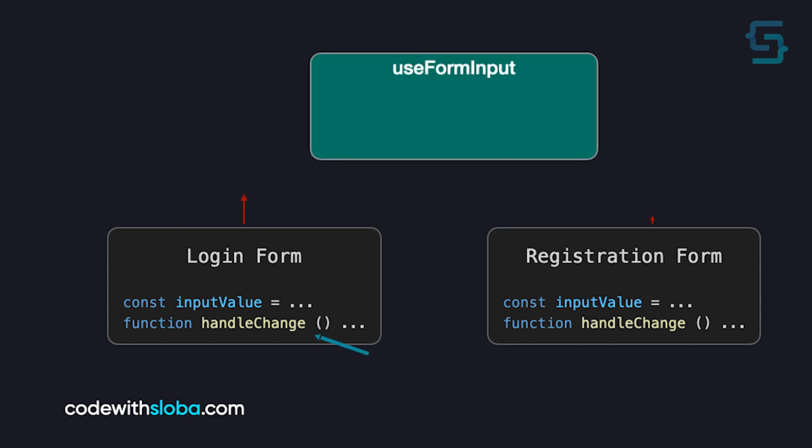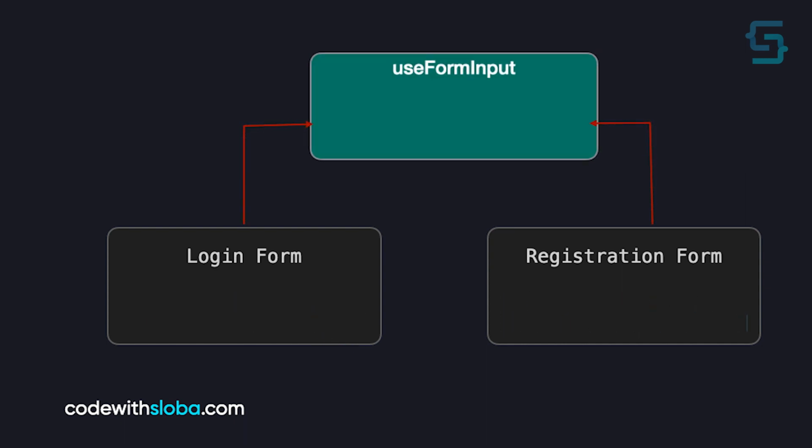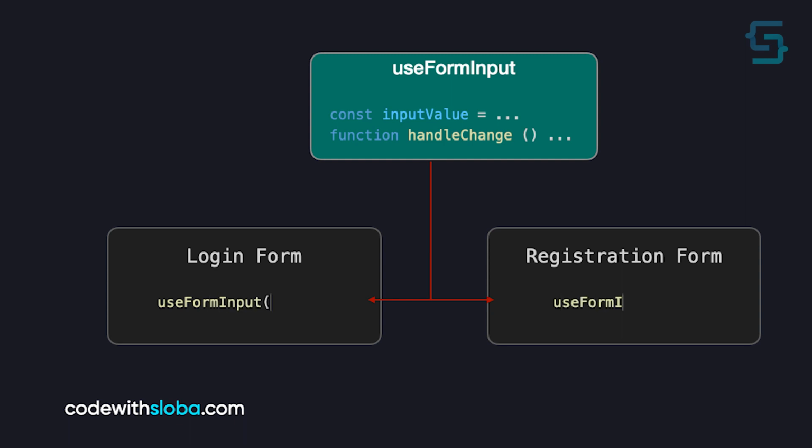So instead of duplicating all of this code, we can extract it to a custom hook. And then all we have to do is to call this custom hook from every place that we need this logic. So let's see how we can implement this.